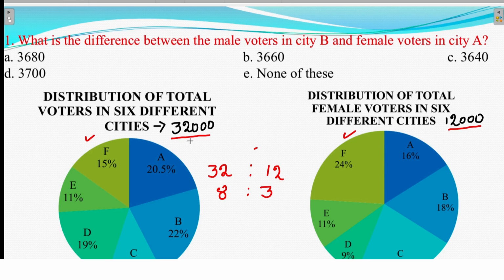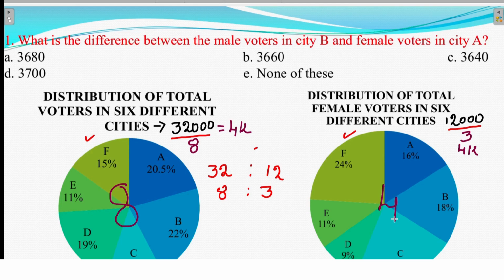So divide by that same ratio, 8, here. Divide by that same ratio, 3, here. If I divide 32,000 by 8, that will be 4,000. If I divide 12,000 by 3, that will be 4,000. Now both bases are constant. Here you are doing division by 8, so all numbers in the pie chart are multiplied by 8. Here all numbers in the pie chart are multiplied by 4.